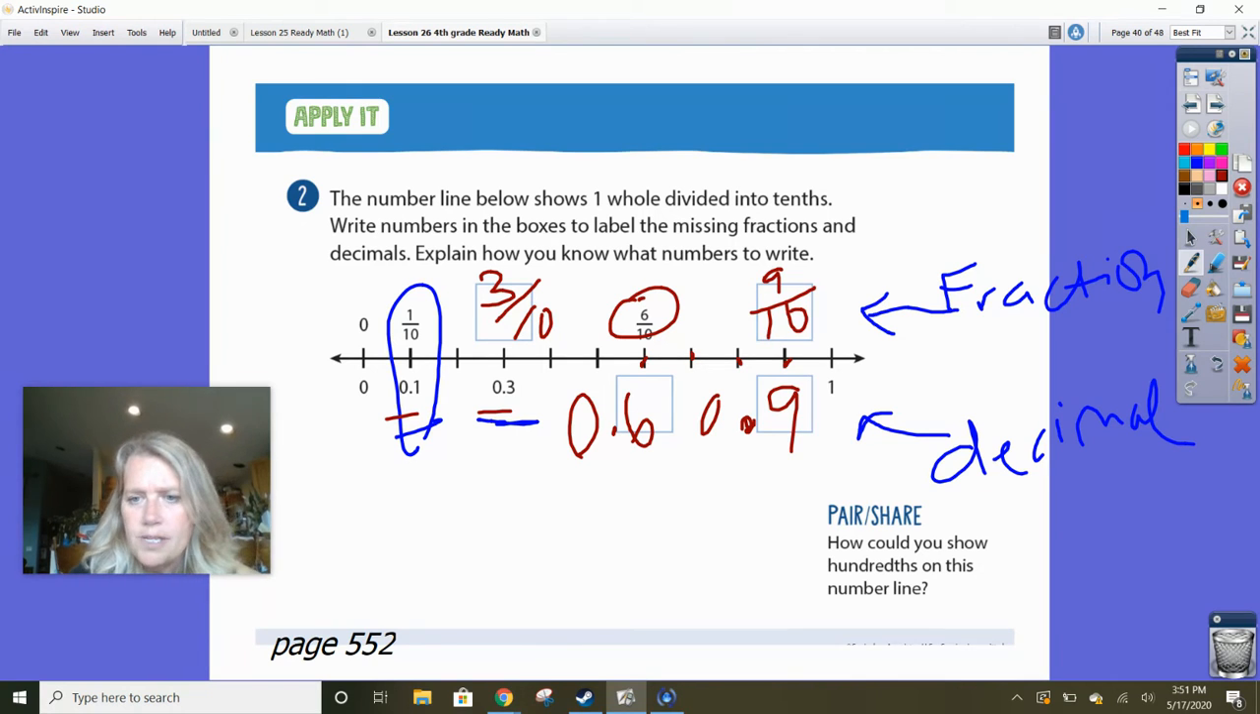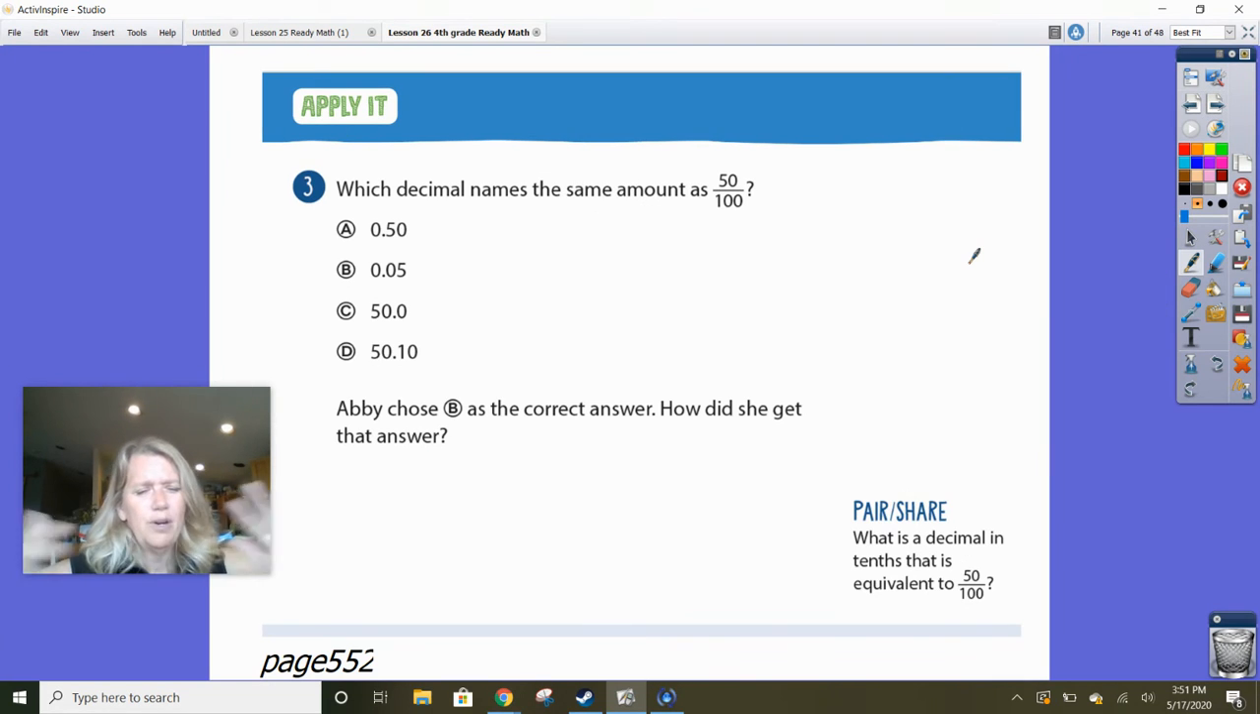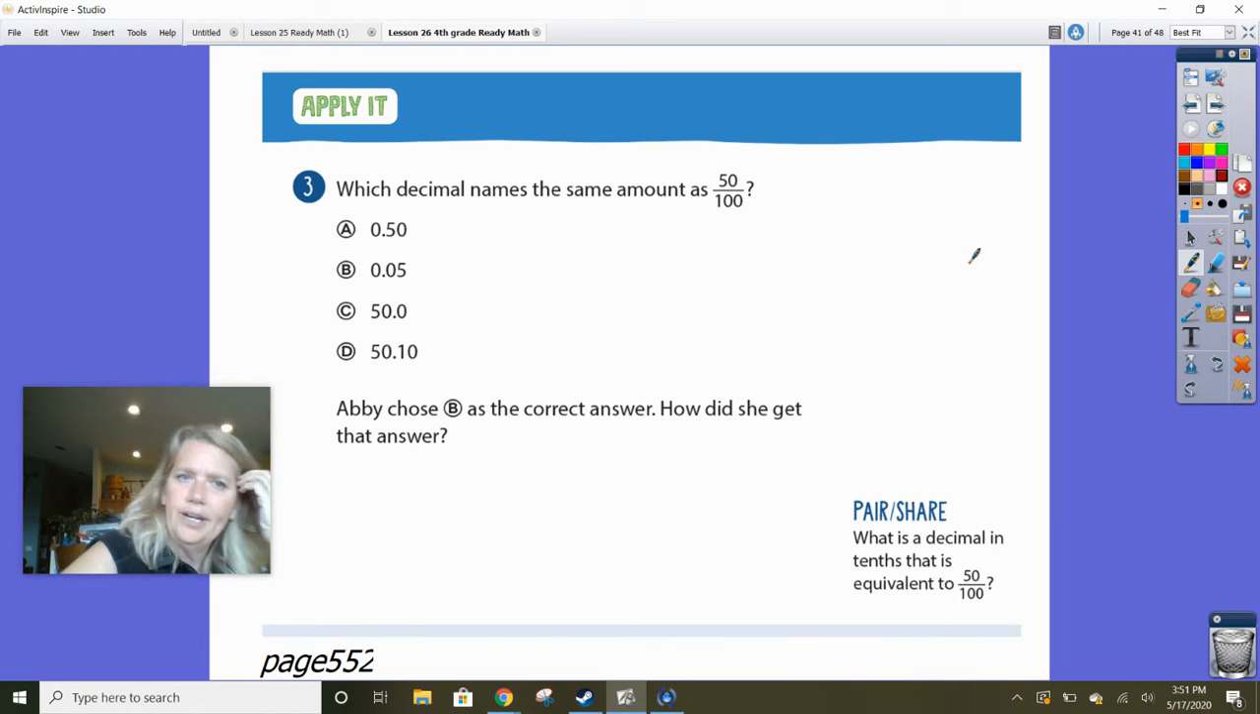Cool beans. How could you show hundredths on this number line? Yeah, you'd have to cut it into small pieces, right? You'd have to do 9 cuts in between each one. That would be a lot. Probably you'd want to make it bigger if you needed to be more accurate.